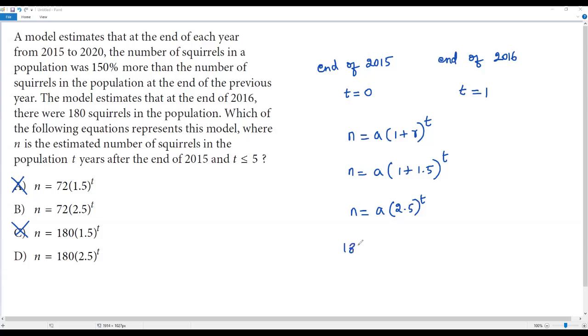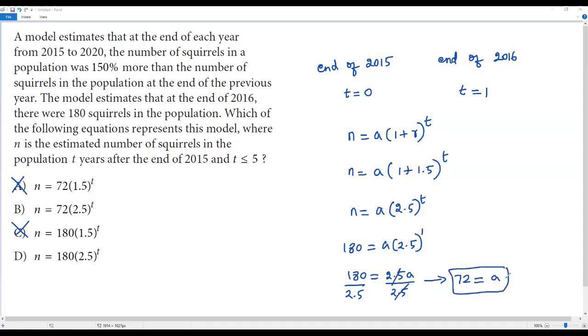Now let me plug in 180 for n and 1 for t. Then I'm getting 180 is equal to a times 2.5 to the first power. 2.5 to the first power is still 2.5, so 180 equals 2.5 times a. Now my aim is to get the value of a. For that, I have to divide both sides by 2.5. When I divide 180 by 2.5, I'm getting 72. And here the 2.5 will cancel out, and I'm getting a on the right side. Now I got the value of a.